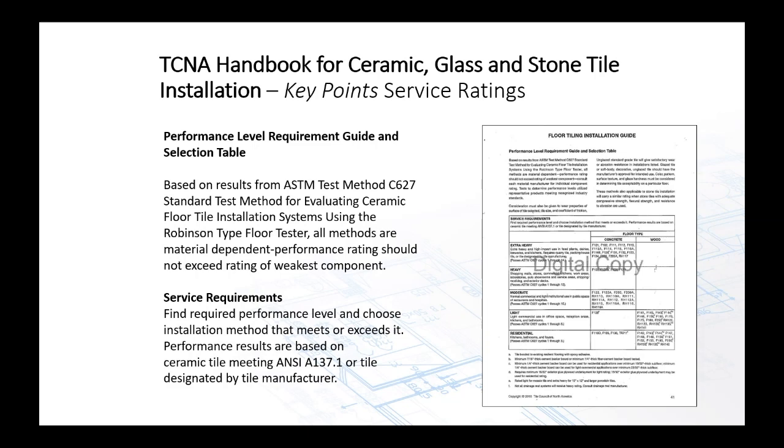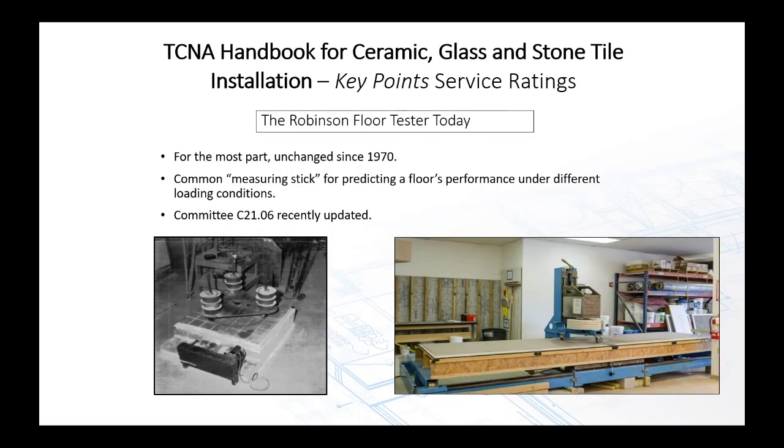Let's get into this in a little bit more detail. On the left picture, you see the original ASTM C627 test, the Robinson test. It's a yoke that comes up from the center and rotates around in a circle, and they put weights on it and basically try to wear or beat up a floor. We just recently made some changes to it, two years ago, I'd say, off the top of my head, but it's a very common measuring stick for tile performance and system performance too.